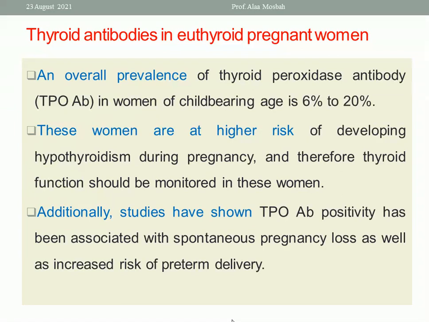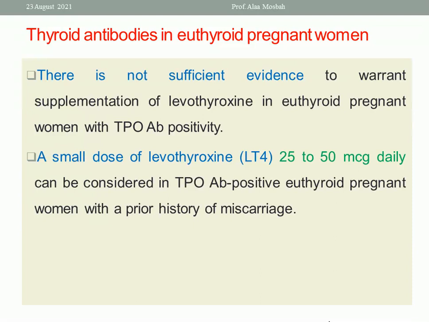Additionally, studies have shown that this antibody positivity has been associated with spontaneous pregnancy loss as well as increased risk of preterm delivery. There isn't sufficient evidence to warrant supplementation of levothyroxine in euthyroid pregnant women with TPO antibody positivity. But a small dose of levothyroxine, between 25 to 50 microgram daily, can be considered in TPO antibody positive euthyroid pregnant women with a prior history of miscarriage.